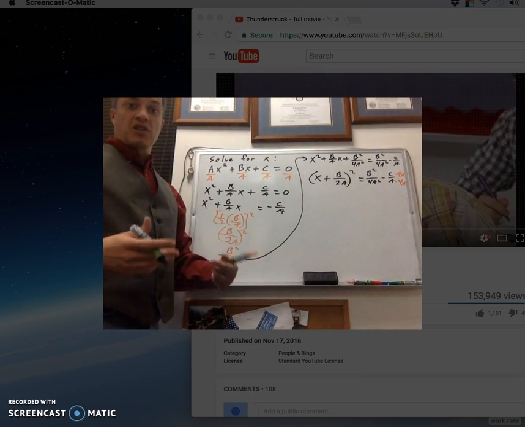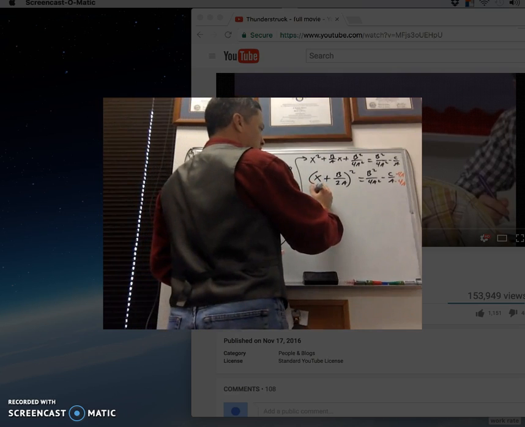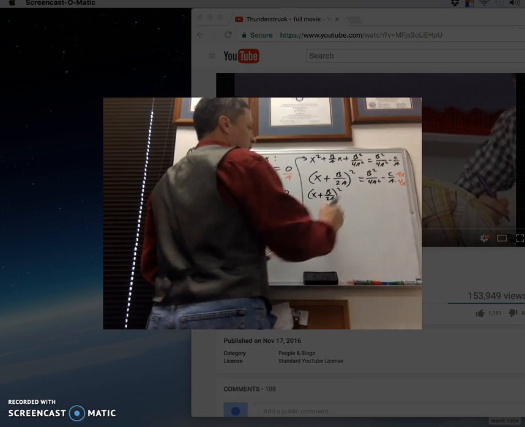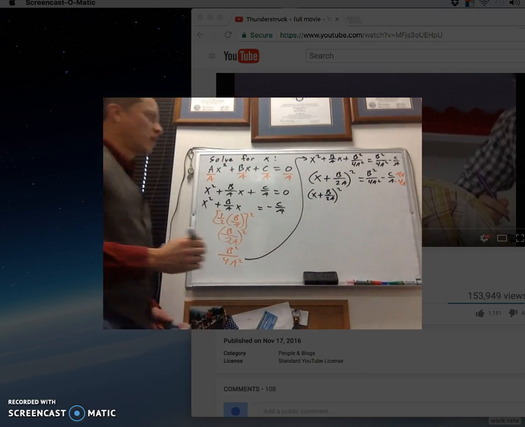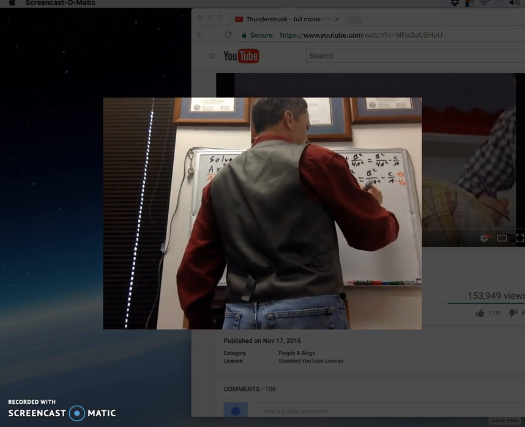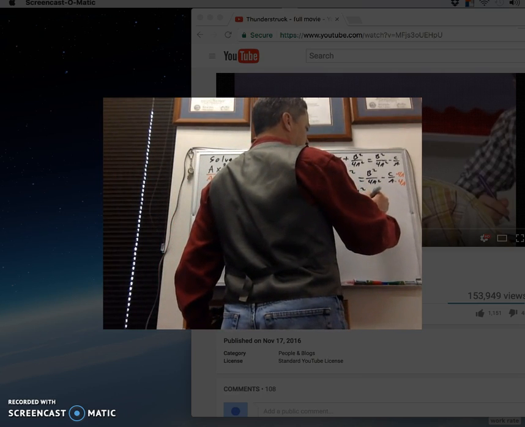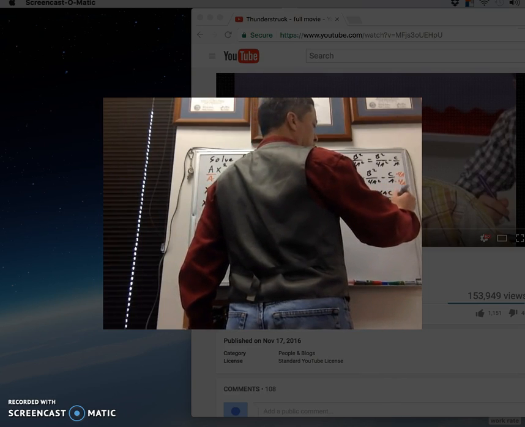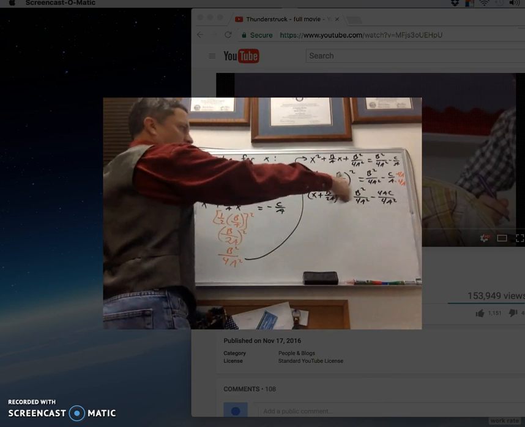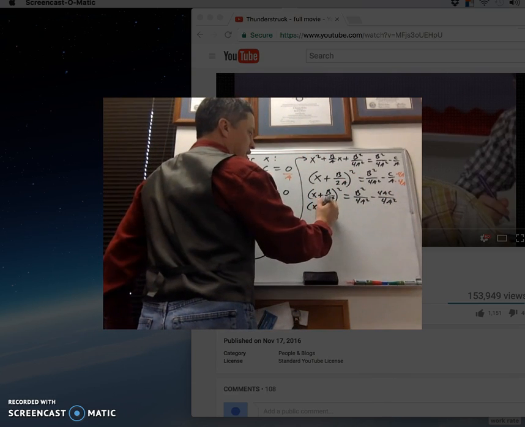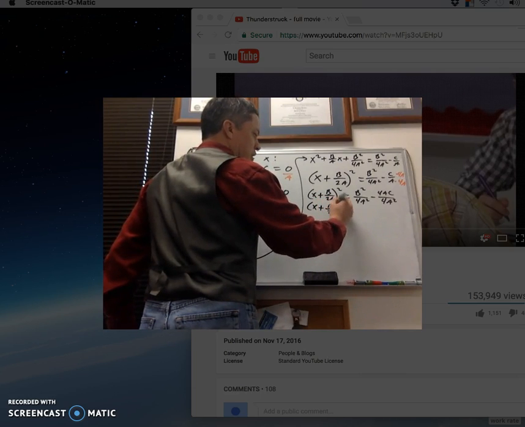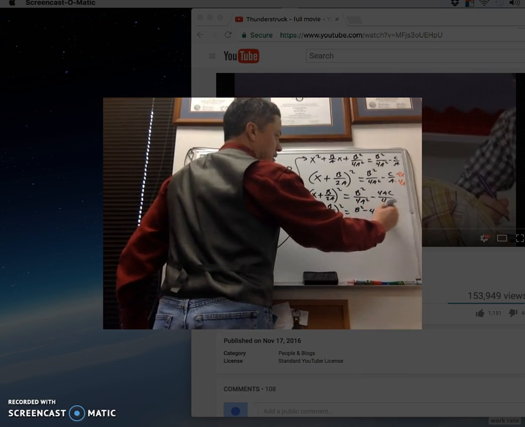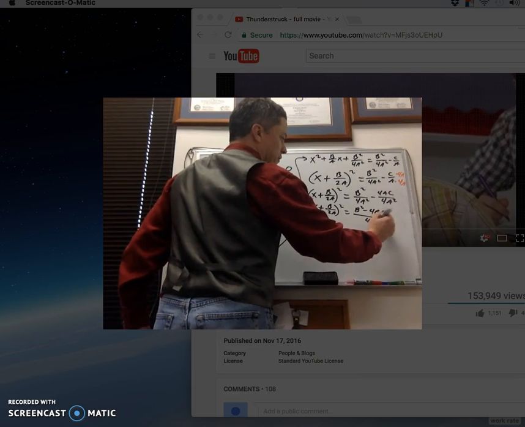Okay, some of you guys might actually recognize what's about to happen here. If you don't, just wait for it. It's coming. Left-hand side, I'm not changing anything. x plus b over 2a quantity squared. The right-hand side is b squared over 4a squared minus 4ac over 4a squared. And then I'm going to make that one term on the right. So I'm going to have x plus b over 2a quantity squared equals b squared minus 4ac over 4a squared.